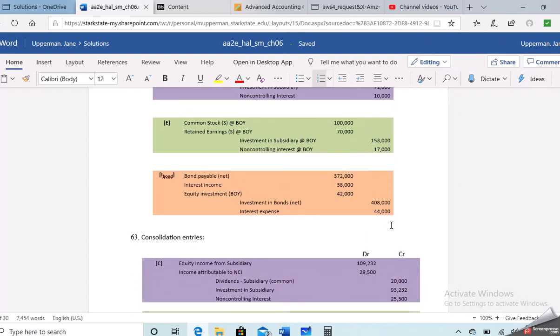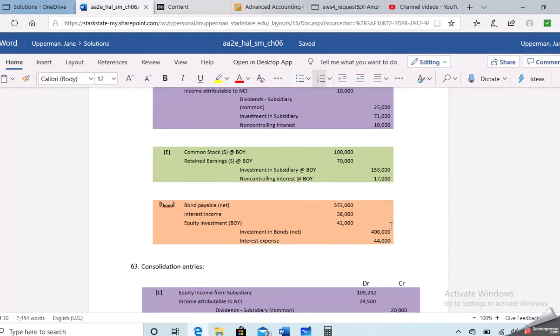Then here's your entry dealing with the bonds. This is one that a lot of times I would set up into two different entries. They have combined them, just doing it as one entry. So you can do it this way as well, or you could break it into two. Here, they're taking the bonds payable off of the books at 80% of the amount.